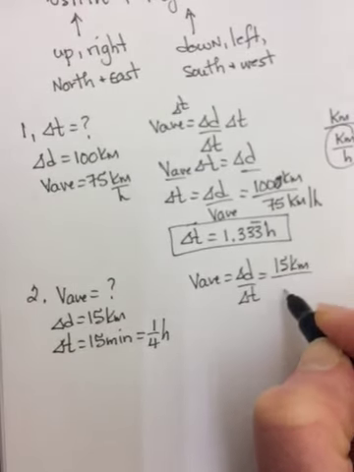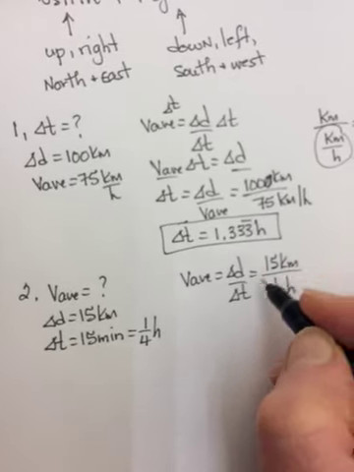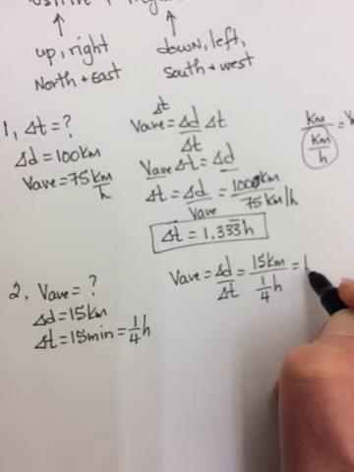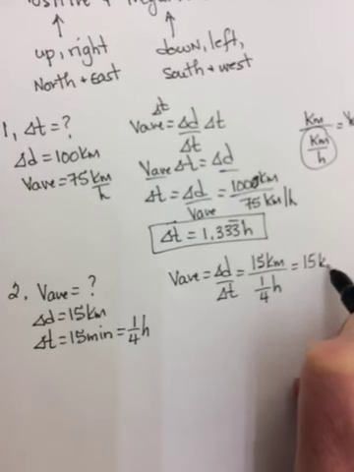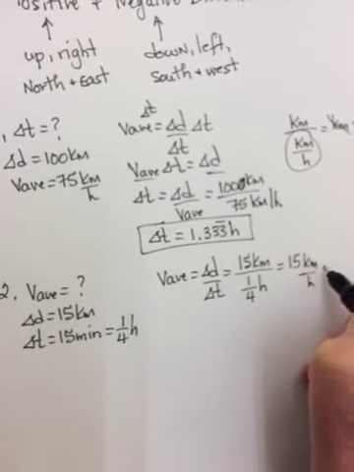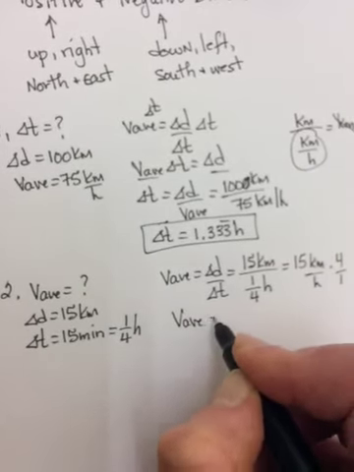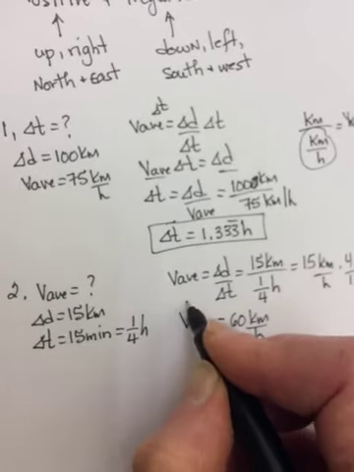15 kilometers divided by 1/4 of an hour, because that's what 15 minutes is. Dividing by a fraction is the same as flipping and multiplying, so it becomes 15 kilometers, and I'll leave my hours down here. It's the quarter I'm going to multiply by, so 4/1. So my speed will be 60 kilometers per hour.